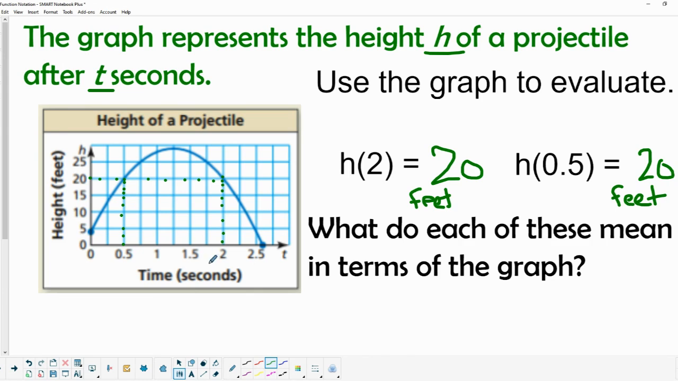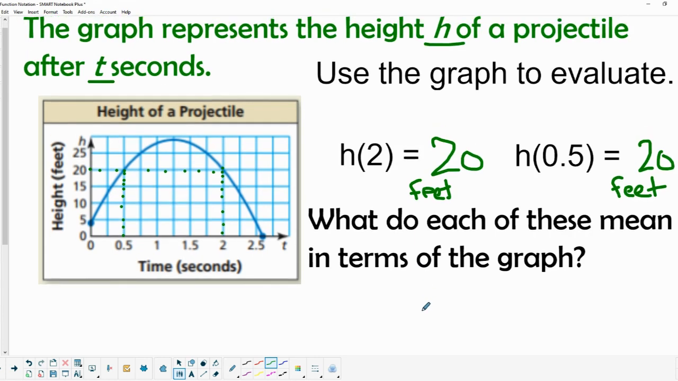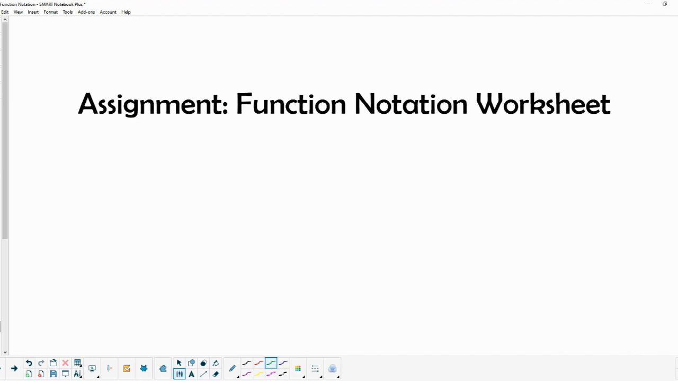So that just means that after half a second, the object is 20 feet off the ground and still climbing. And after 2 seconds, it has already hit its maximum height and started coming back down, and it has fallen back down to 20 feet high, the same height that it was at half a second into its flight. So that's kind of a description of it. And in your own words, you can write that out.